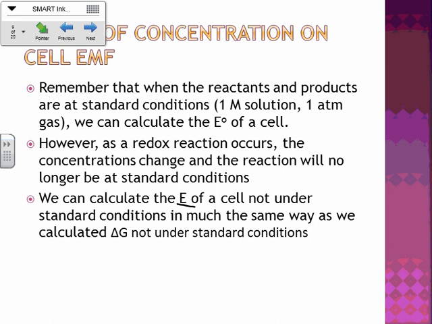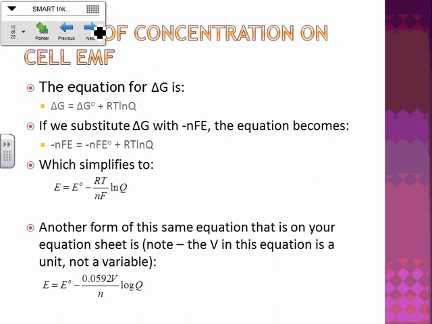But when we're trying to find the actual voltage of something when the concentrations are not at 1 molar, when we're at non-standard conditions, that's going to have an effect on the voltage. So you just have to keep that in mind. Calculating the E under non-standard conditions is very similar to calculating the delta G when it's not under standard conditions. Here's how we derive that.